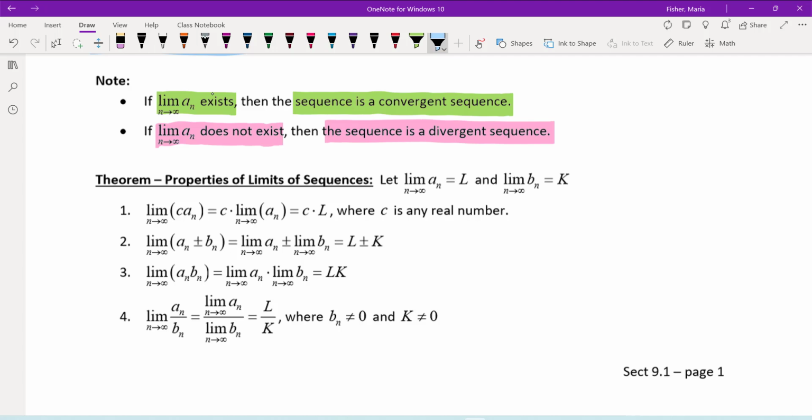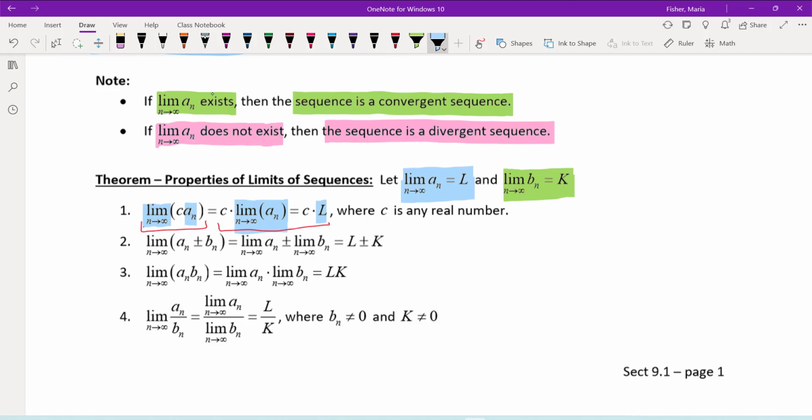If I tell you that the limit as n goes to infinity of a sub n is equal to L, and that the limit as n goes to infinity of b sub n is equal to k, the following four properties hold. The first one, the limit as n goes to infinity of c times a sub n is just equal to c times the limit as n goes to infinity of a sub n, or c times L, where c is just any real number.